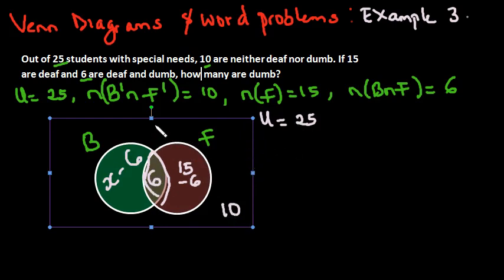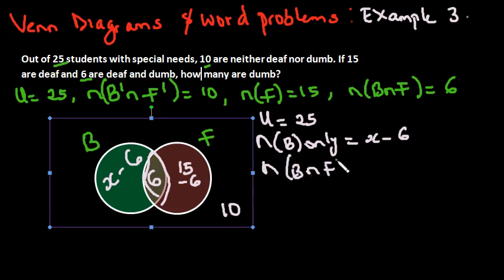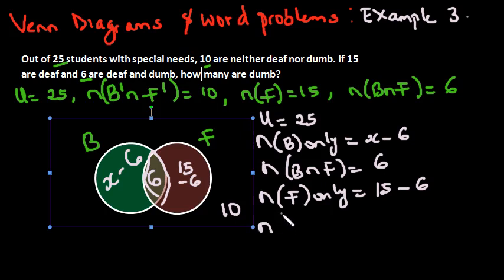Now for Venn diagrams involving just two sets, we usually have 4 groups. The first will be this set B only. So we have the number of dumb people only: X minus 6. Next is the number of dumb and deaf, which is 6. Then I have my number of deaf only equal to 15 minus 6. Then we have the number of people who are neither deaf nor dumb, which equals 10.